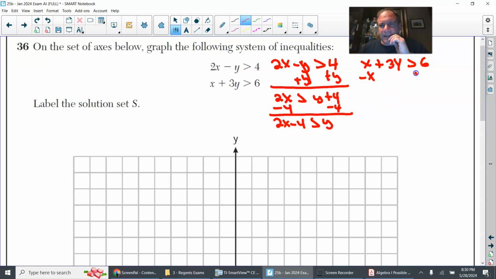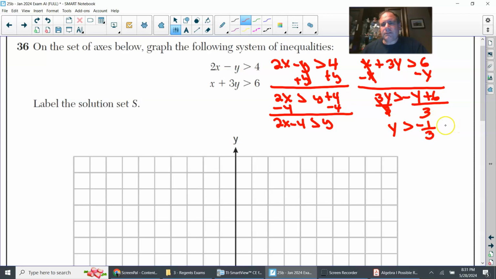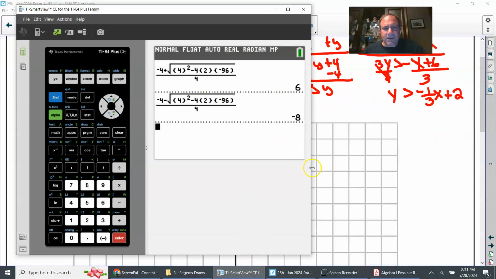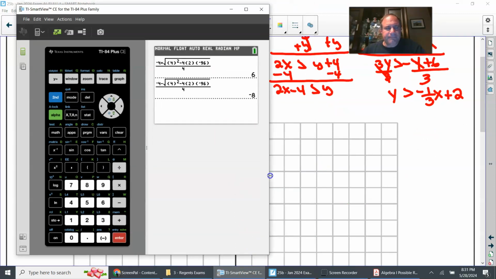Then for this side, subtract x on both sides. This cancels. You have 3y is greater than negative x plus 6. You divide by 3. You get y is greater than negative 1/3 x plus 2. When you graph these, you put them in the calculator. Let me just show you how to put those in the calculator.